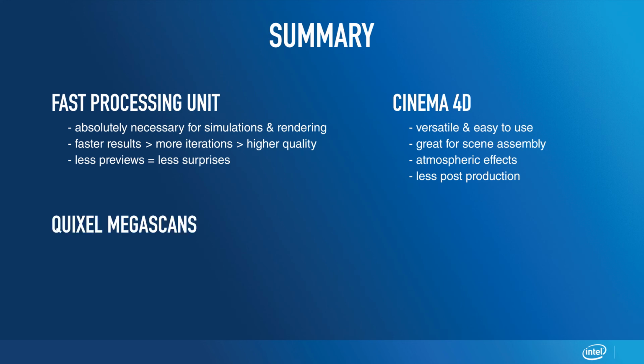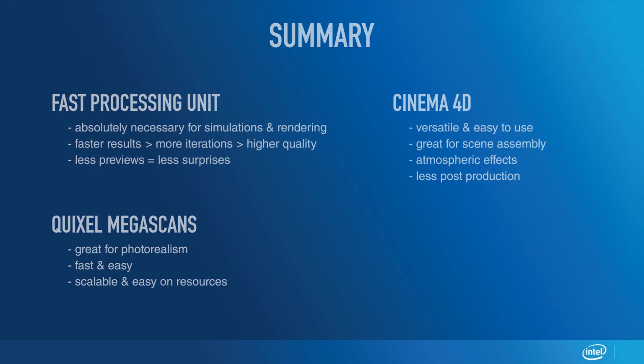The Quixel Megascan library is a great tool if your goal is to achieve photorealism. I was surprised by how fast you can put a scene together and how easy it is to make it look great. Thanks to the great combination of low-resolution geometry and high-detail displacement maps, I could render a realistic landscape while keeping my viewport fast and the scene file size down.